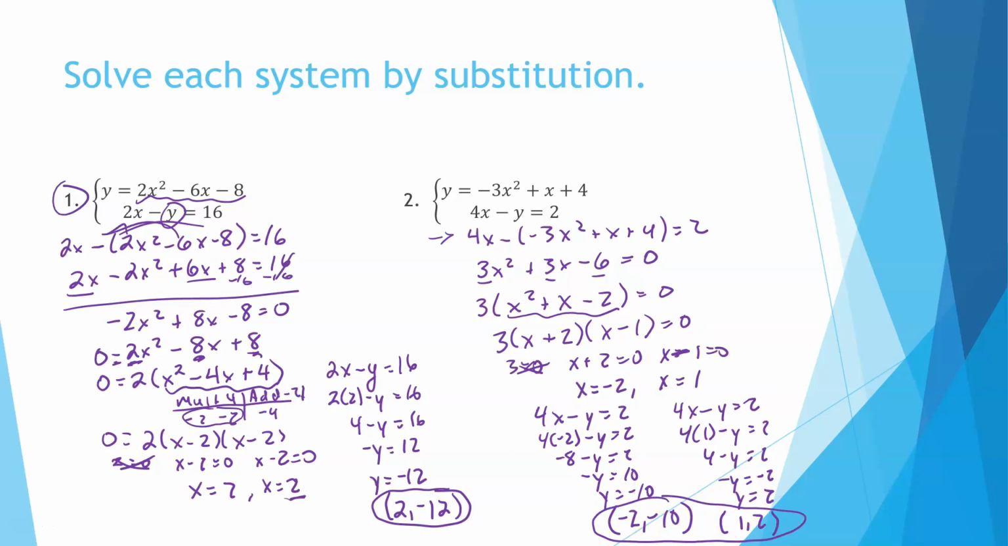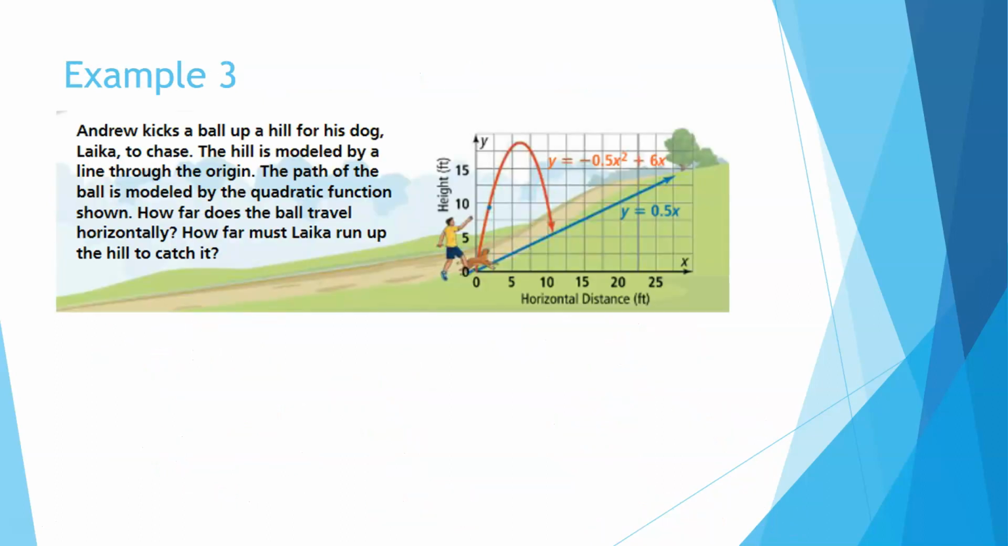All right. Before we sign off here, I want to show you this last example. And we're not going to answer the second part. We're not going to worry about that. But it says Andrew kicks a ball up a hill for his dog, Laika, to chase. The hill is modeled by a line through the origin. The path of the ball is modeled by the quadratic function. Okay, so this is the ball, and this is the hill.